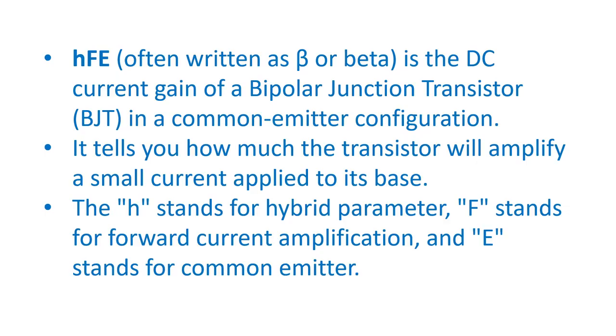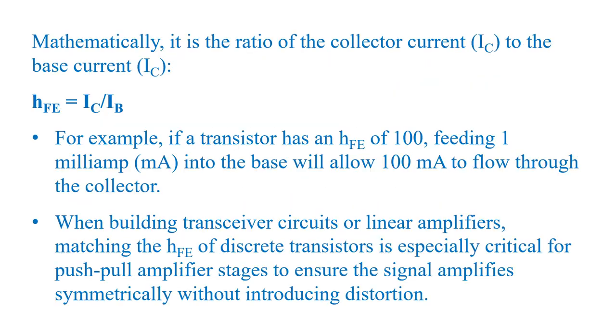hFE, often written as beta, is the DC current gain of a bipolar junction transistor in a common emitter configuration. It tells you how much the transistor will amplify a small current applied to its base. The H stands for hybrid parameter, F stands for forward current amplification, and E stands for common emitter. Mathematically, it is the ratio of the collector current to the base current. hFE is equal to IC by IB.